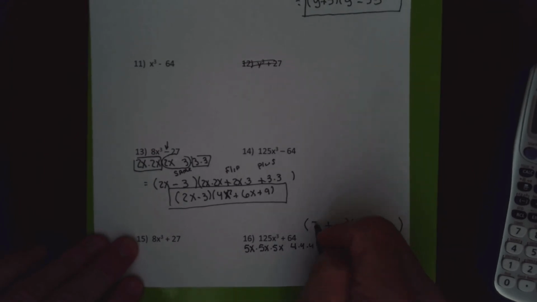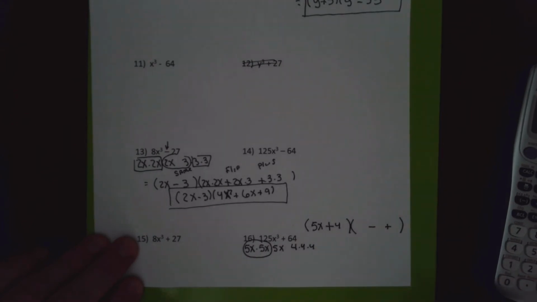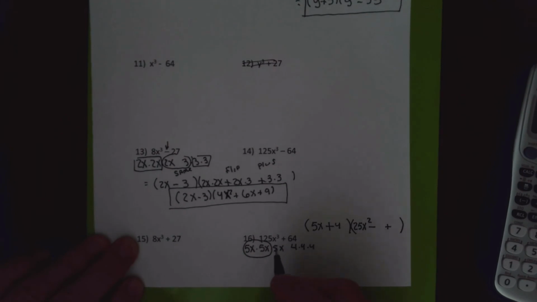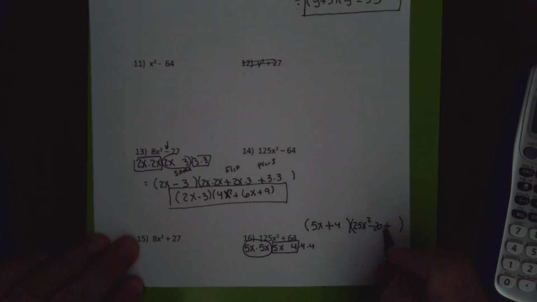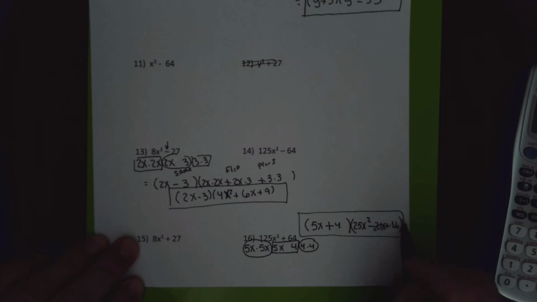First parentheses gets 1 from each grouping, one of the 5x's and one of the 4's. Now I'm going to efficiently fill up the second parentheses. I'm going to start my second parentheses with 5x times 5x. I'm going to multiply the 5's and get 25, add the exponents on the x's and get x squared. Second item, I multiply 5x and 4, which is just multiplying the 5 and 4 and getting 20, and leaving the x. Third slot, I multiply the 4 and 4 and get 16. Second parentheses is always prime, so the answer to this is 5x plus 4 times 25x squared minus 20x plus 16.